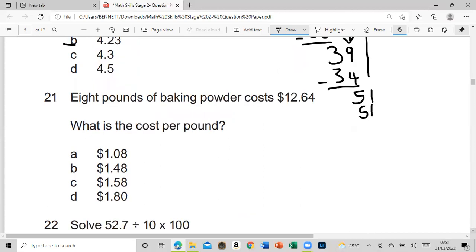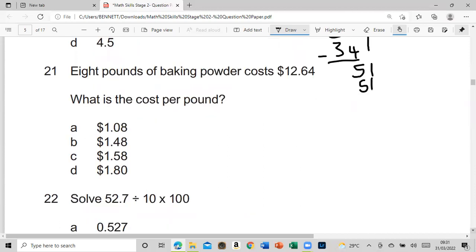Alright. 8 pounds of baking powder costs $12.64. What is the cost per pound? Notice it's 8 pounds. So we have to divide.